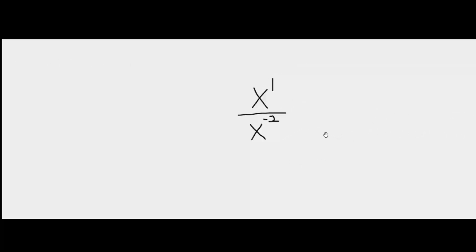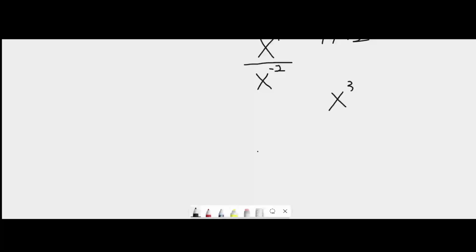Fairly simple so far. This one is division. Whenever you see division, you're going to subtract. So it would be 1 minus negative 2, which a minus and a minus make a plus, x to the third. I'll write another example out. We'll do x squared over x to the fourth power. You would get 2 minus 4.